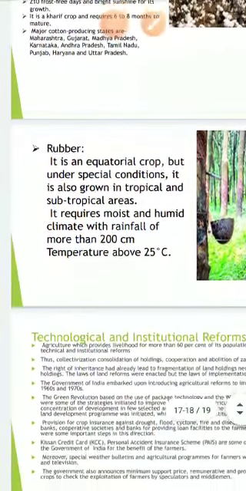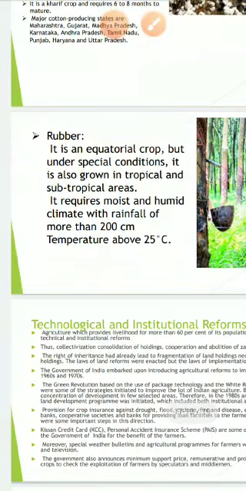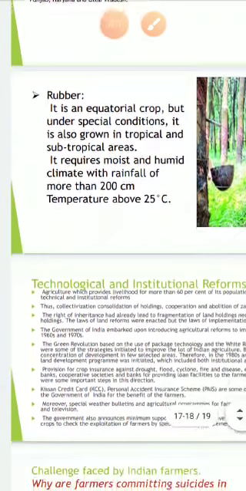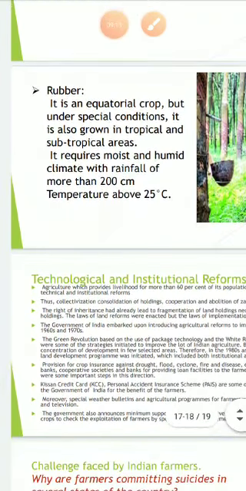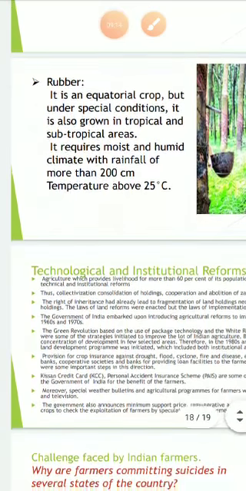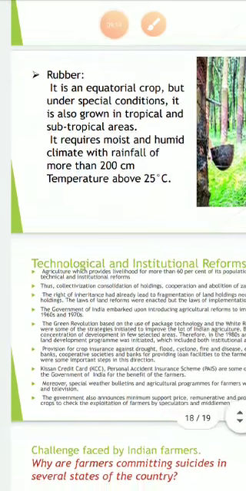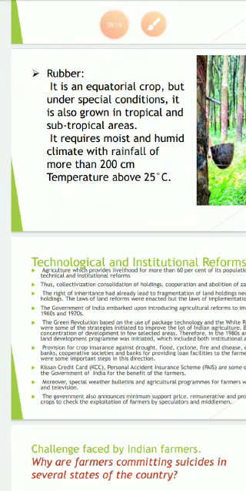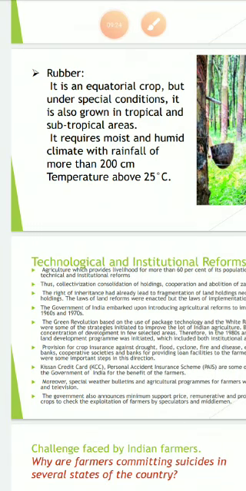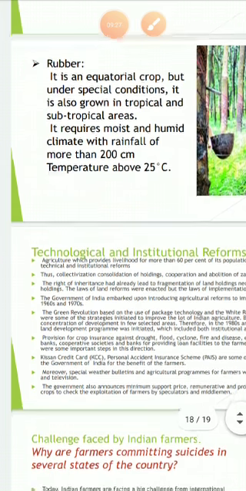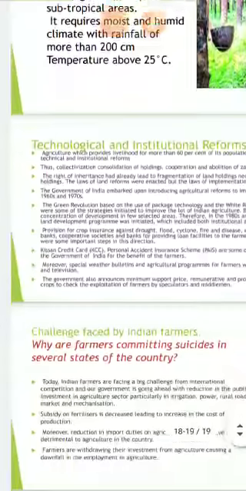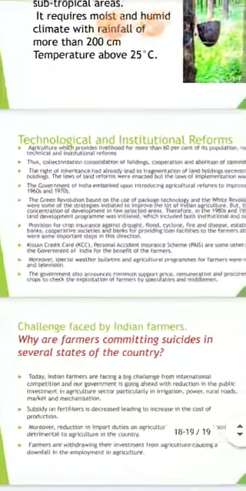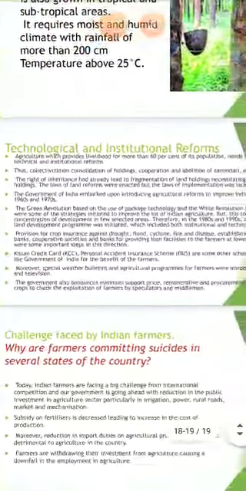The next comes rubber. It is an equatorial crop, but under special conditions it is also grown in tropical and subtropical areas. It requires a moist and humid climate with rainfall of more than 200 centimeters and temperature above 25 degrees. Then comes the important part of the lesson, and a little bit difficult to understand.